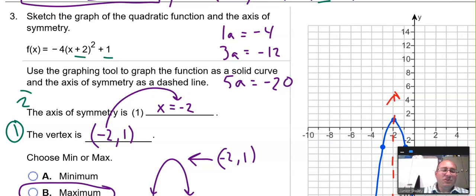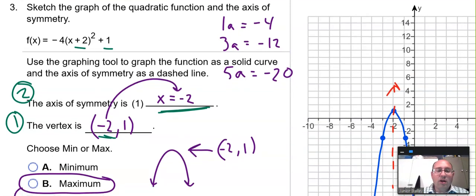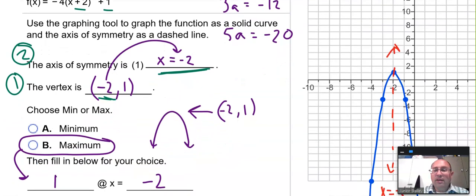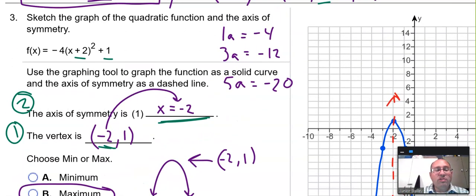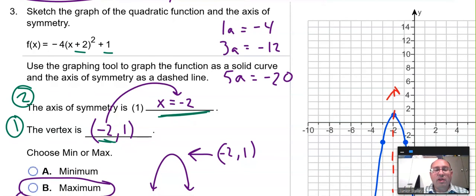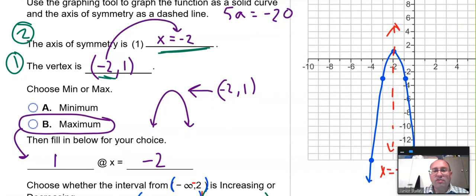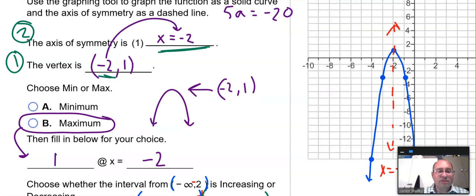Then I would suggest you find the axis of symmetry. Why? Because once you have the vertex, you automatically know the axis of symmetry. Of course, it's always x equals a number. And this thing does open down. We know because the a value is -4. And you can see up there I wrote the 1a, 3a, 5a, so I could help myself in the whole graphing process.